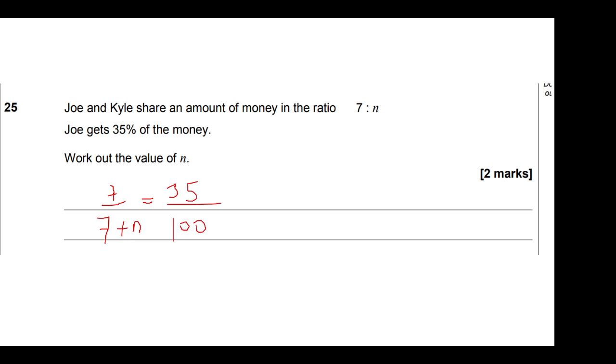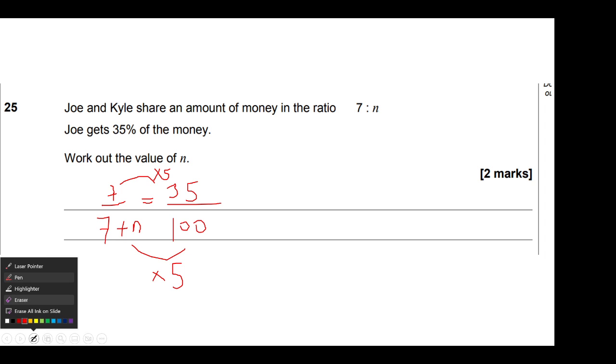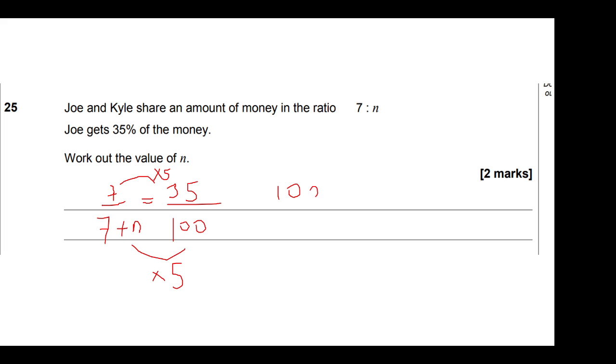So this is where it gets a bit trickier, a bit nastier. From 7 to 35, I'm going to times it by 5. So I'm going to times this by 5 actually, but we obviously don't know what n is. So 7 out of something equals 35 hundredths. So for that to be true, n would have to be what? Let's work it out. So we'll do 100 divided by 5, which is 20. 20 subtract 7 will be 13. So there we go.